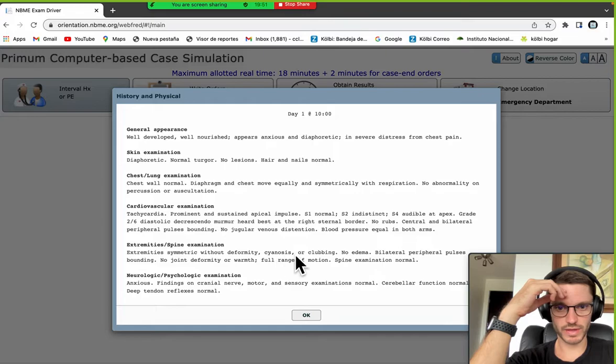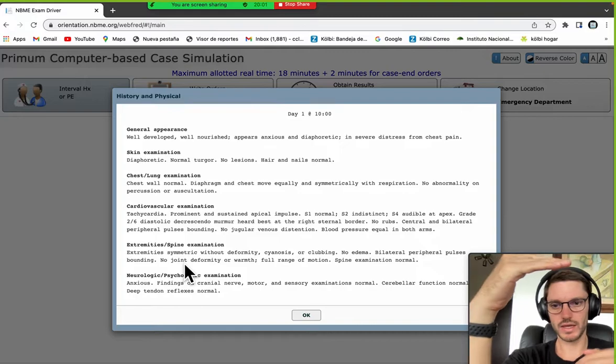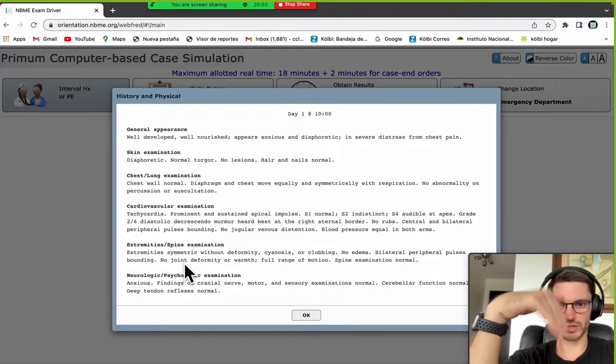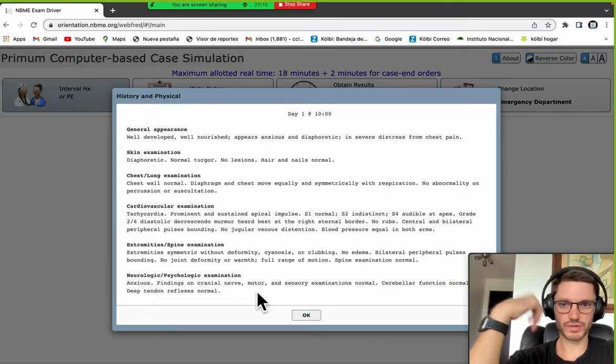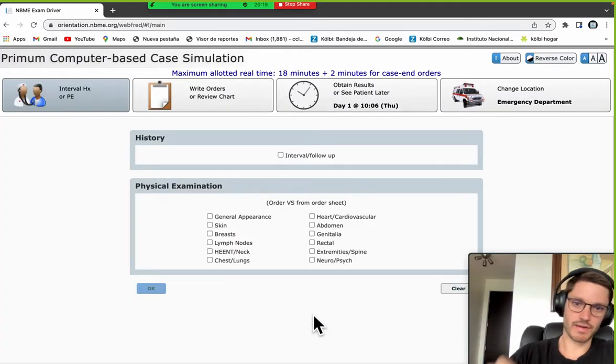Extremities symmetric with no cyanosis or clubbing. Bilateral peripheral pulses bounding. So she's very hypertensive, and I think she has a very high pulse pressure, meaning systolic minus diastolic is very high. So she could also have an aortic dissection. Okay, and the pain also went to her back. So, okay, we already have all that.